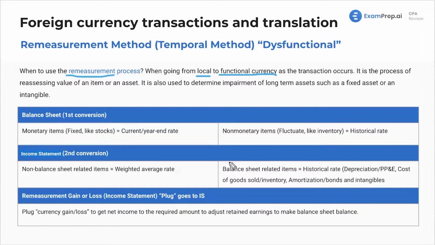Lots of good here. Remeasurement gain or loss, plug goes to the income statement as compared to OCI, like we saw with translation. So we plug the currency gain or loss to get net income to the required amount to adjust retained earnings to make the balance sheet balance. Awesome there. This is the adjustment. This is the process of remeasurement.